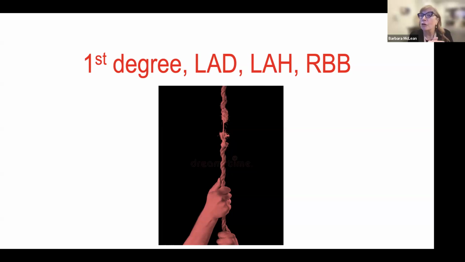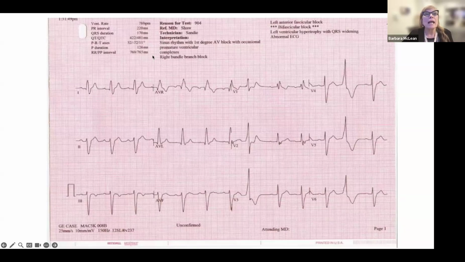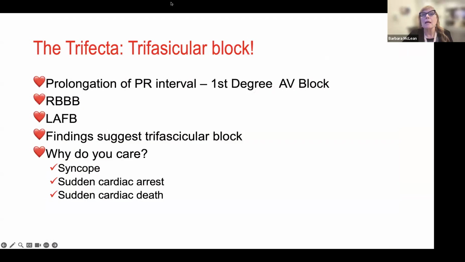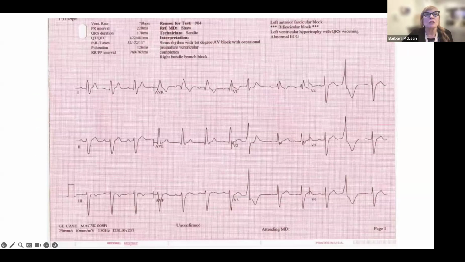That's typically first degree AV block plus left anterior fascicular block plus right bundle branch block. Some people in the audience are like, oh my God, fascicular block, what is that? Don't worry. I'm going to help you understand it, and that's always my goal. If we take a look at this patient's EKG, you're certainly not going to see any identifying information, but what you see is it says bifascicular block.